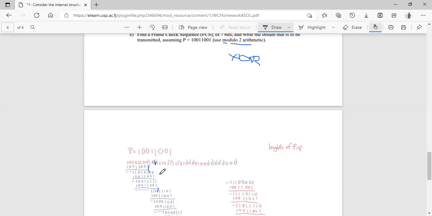The next is I have 1, 2, 3 bits. So I need to carry 5 bits down, right? So 1, 2, 3, 4, 5. So I'm going to carry 1, 1, 1, 0, 1. And then I write my polynomial, that is, straight under the first one that I've given, right? I start writing my polynomial again. So 1 0 0 1 1 0 0 1.